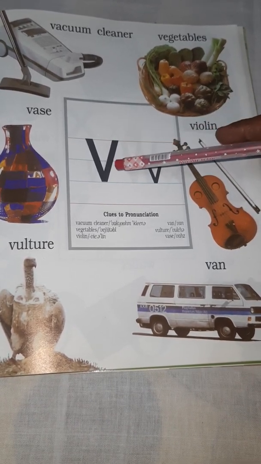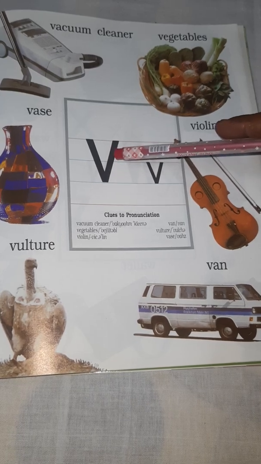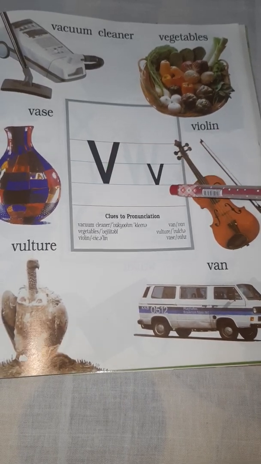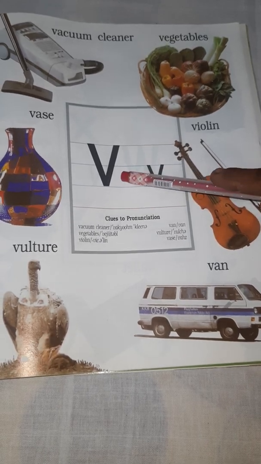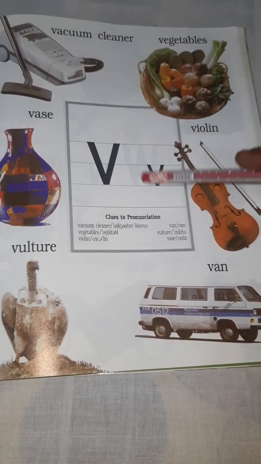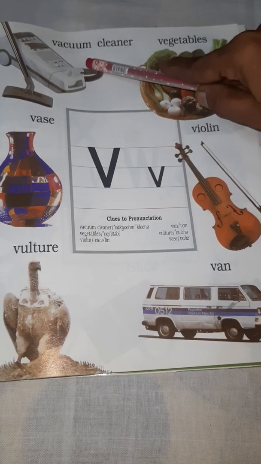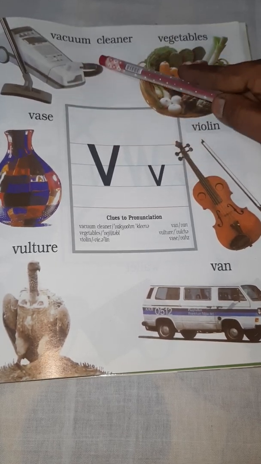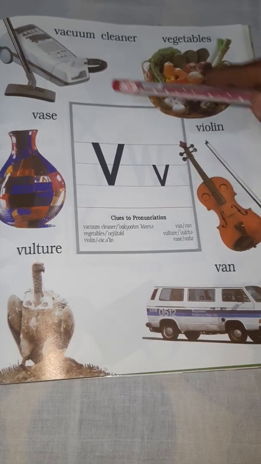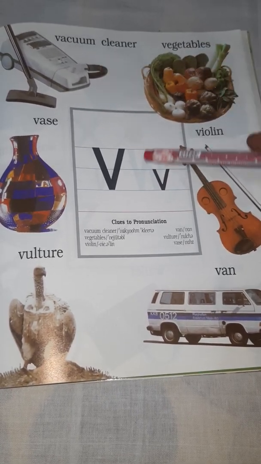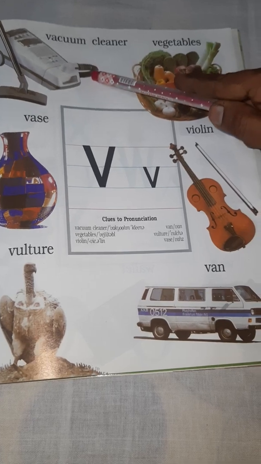Which letter is this children? V. Repeat after me children. Capital V, small v. Capital V, small v. V for vacuum cleaner. V for vacuum cleaner. We use vacuum cleaner to clean our house. Vacuum cleaner cleans our house.